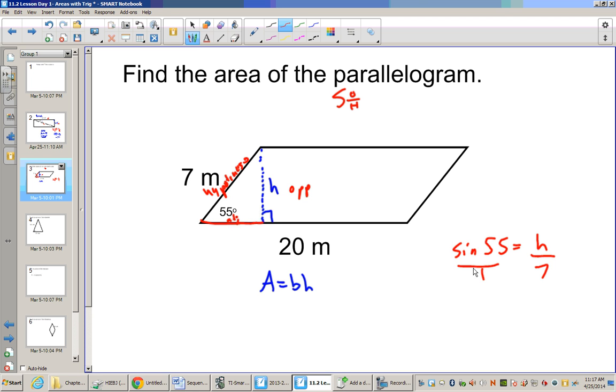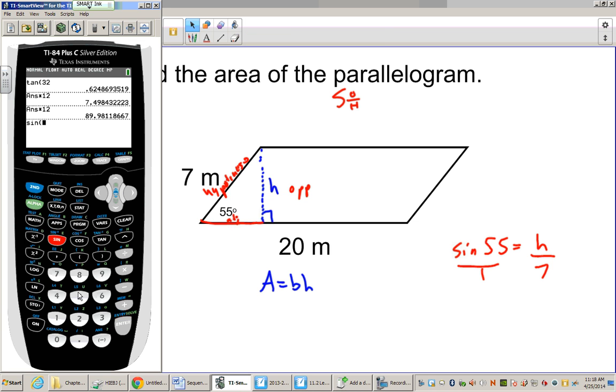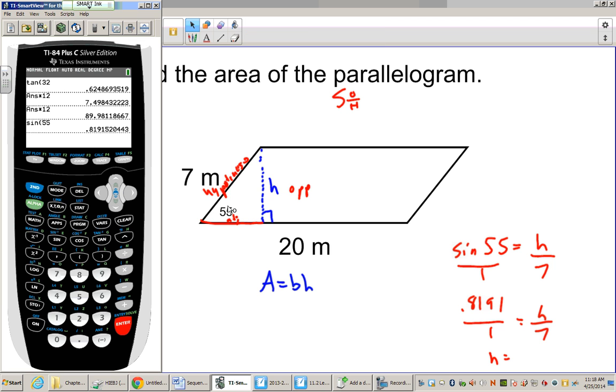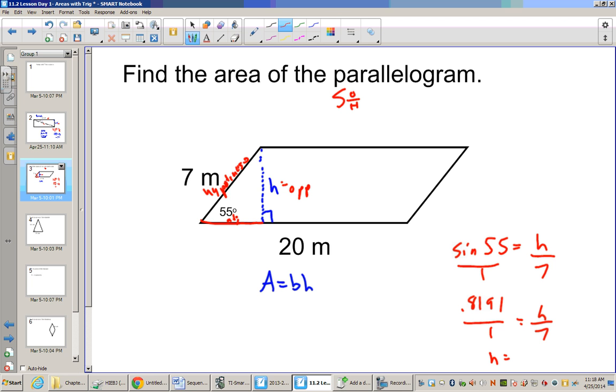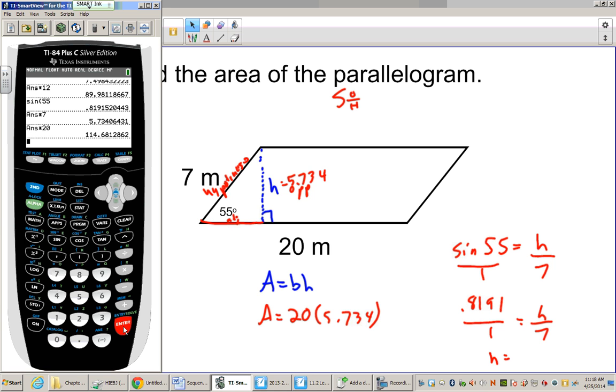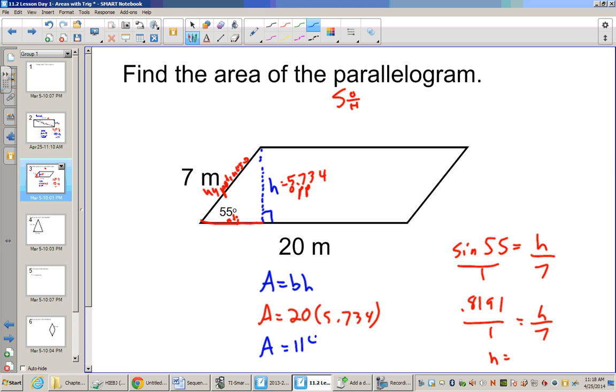Now I multiply, put it over 1, right? Sine of 55 is 0.8191. Now I multiply by 7, h times 1 is h. So I have 0.8191 times 7, 5.734. So my height is 5.734. So now I take my area equals base, which is 20, times my height, which is 5.734. And let's see what we get. 114.68. So the area equals 114.68. And our units are meters squared.